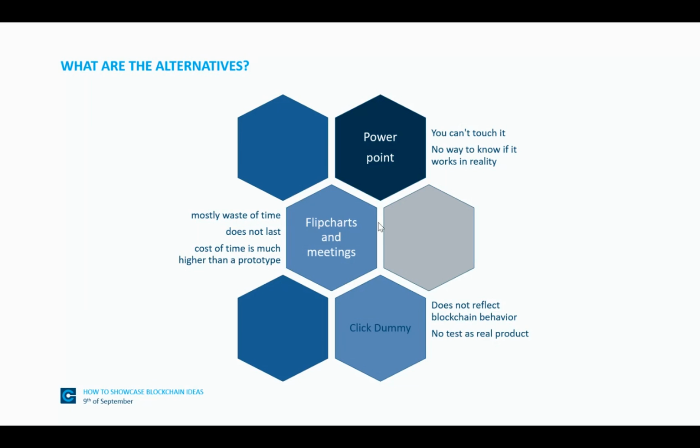Mostly that's a waste of time, and as we all know, the cost of time is much higher than, at the end, a prototype. A third option, and that's not the final list, is a click dummy, but it doesn't really reflect blockchain behavior. A click dummy is great for websites, but not good for blockchain experience. And you can't really test it as a real product. You can showcase an app or some isolated behavior, but never how a blockchain product would really feel and look.